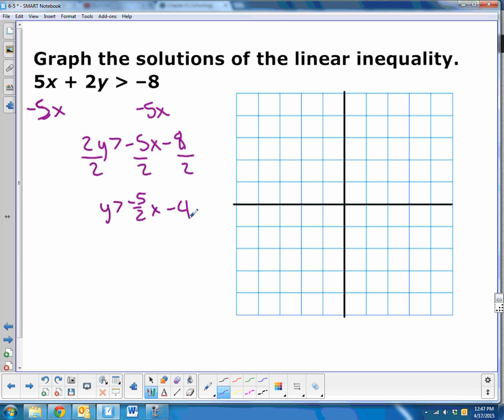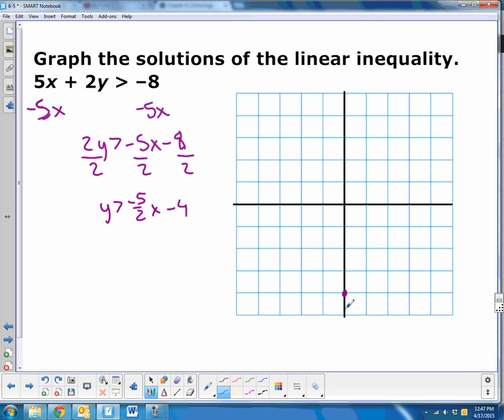Now I can graph it. I notice that it's y is greater than, but not equal to. So y will never be equal to this line. So I'm going to do a dashed line. I'm going to say that negative 4 is the y-intercept. Rise of negative 5, a run of 2.